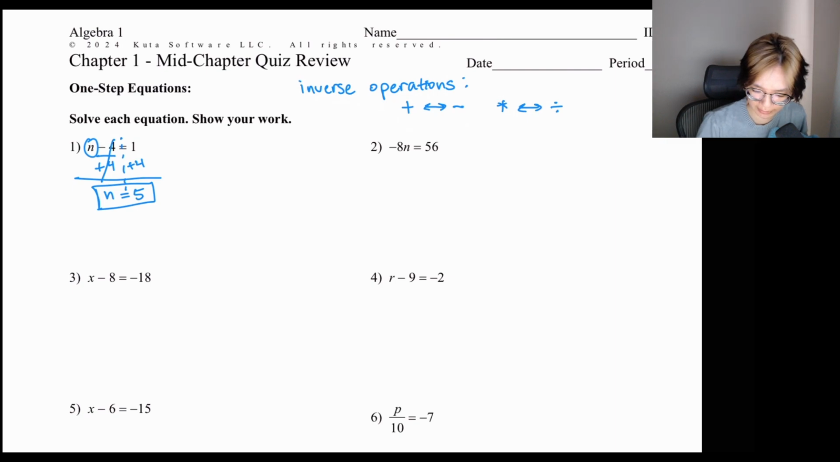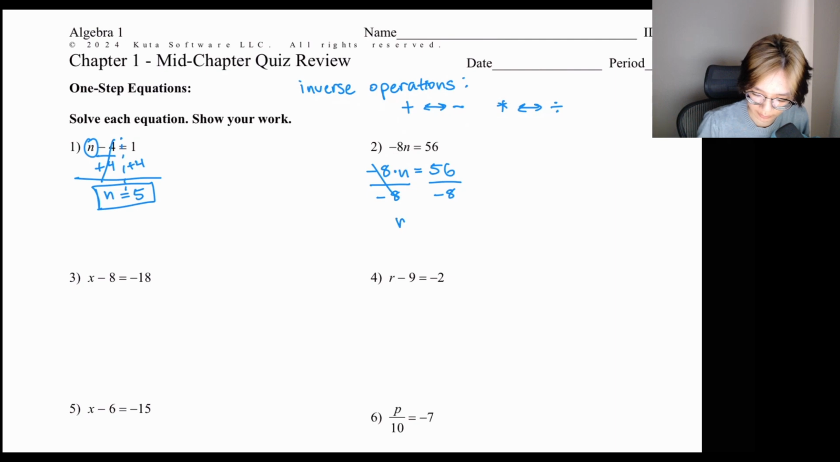So negative 8n equals 56. If you might remember, whenever there's a number and a letter right next to each other, it can also be rewritten like this: negative 8 times n equals 56. And what is the opposite of multiplication that's happening here? The inverse of multiplication is division. So we are going to divide both sides by the number we want to get rid of, in this case negative 8.